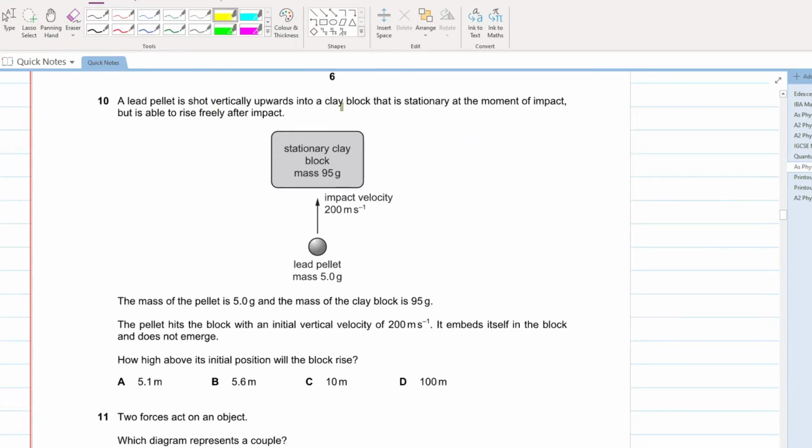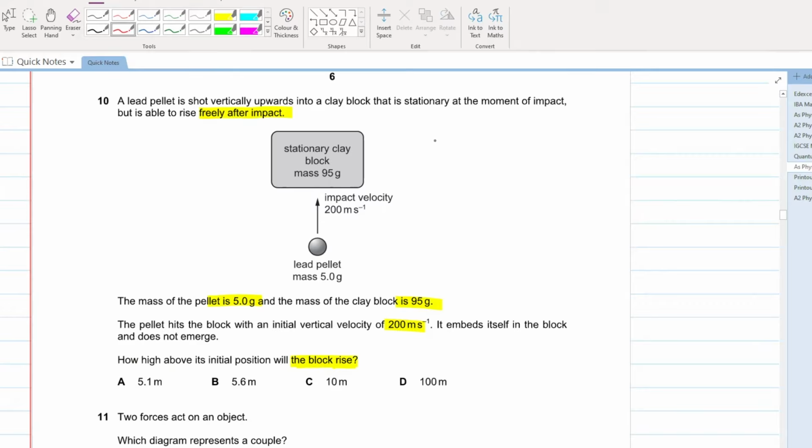A lead pellet is shot vertically upwards into a clay box that is stationary at the moment of impact but is able to rise freely after impact. The mass of the pellet is 5 grams. Mass of the clay box is 95 grams. The pellet hits the block with an initial velocity of 200 m s^-1. It embeds itself in the block and does not emerge. How high above its initial position will the block rise?